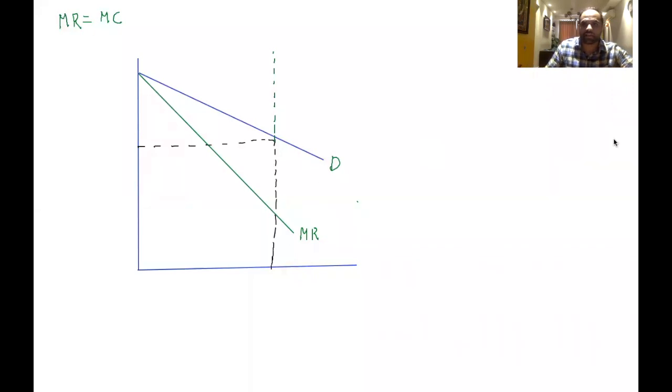So your MC is going to be like this. So that's going to be MC. So that will be your MC. So MR equals MC at this point, right? And at this point, if you produce these units, we have to find the average cost.